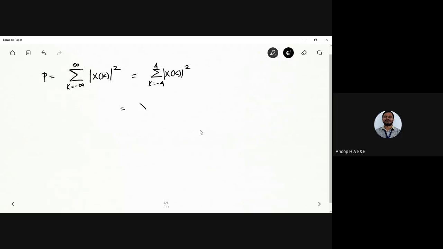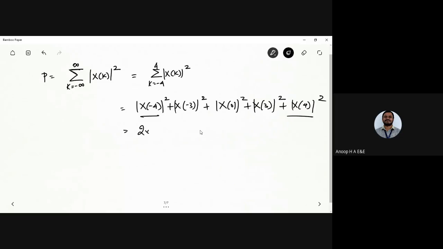Okay, so now what you are going to do? Let me expand this: x of minus 4 the whole square, next x of minus 3 under the mod squared, plus x of 0 squared, plus x of 3 squared, plus x of 4 squared. So you are going to get 2 into x of 4, that is 9 by 4.